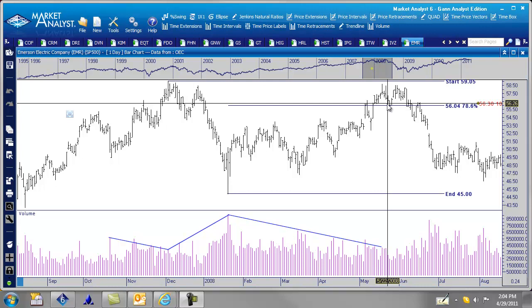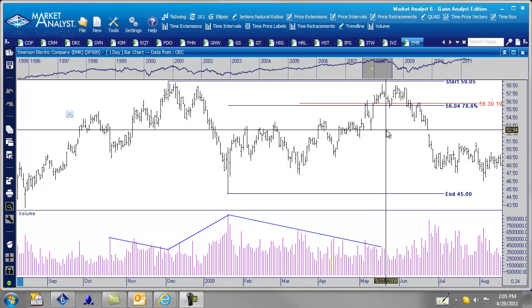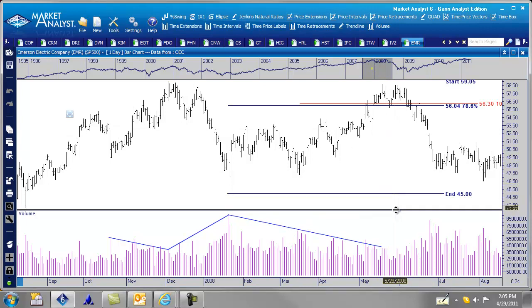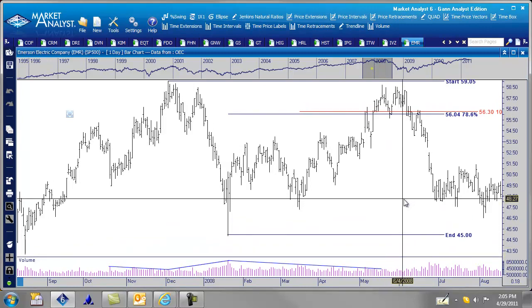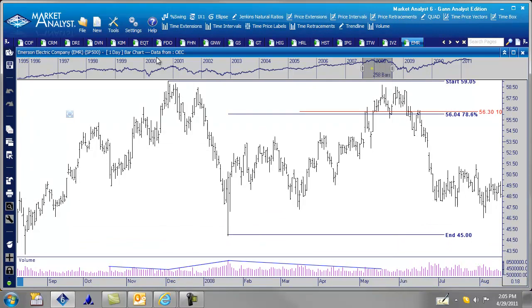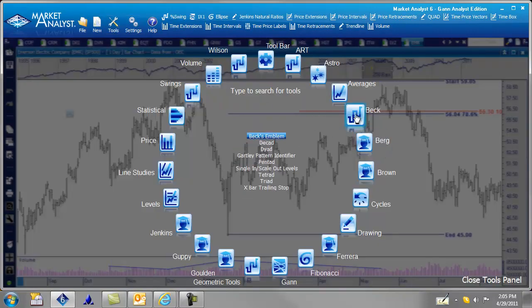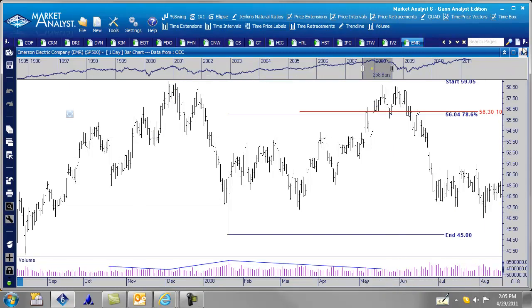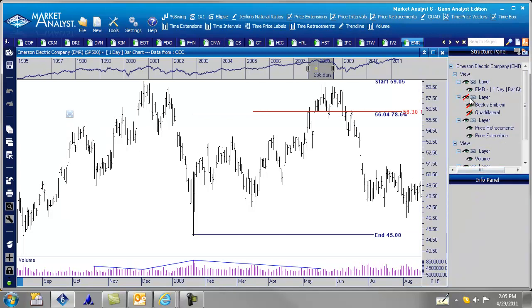Geometry is one of the best ways to identify when a Gartley pattern should complete. So to show you how I would use geometry with this Gartley pattern, I'll show you a little preview of what we look at in the apprentice level of the geometric trading course. We use the Beck's emblem to identify when a Gartley pattern should complete. So in the Beck's toolkit, we have the Beck's emblem over here. I've already applied the Beck's emblem to the chart here on a layer that I'm hiding right now. I'll just turn it on.